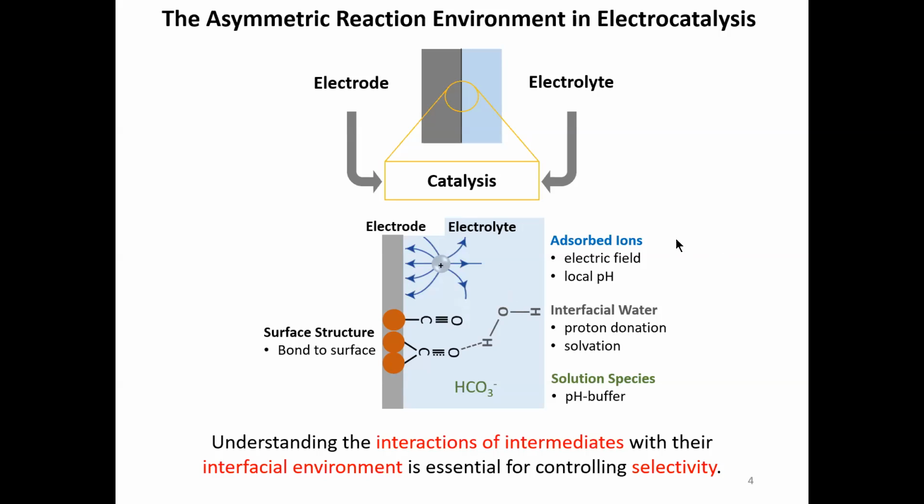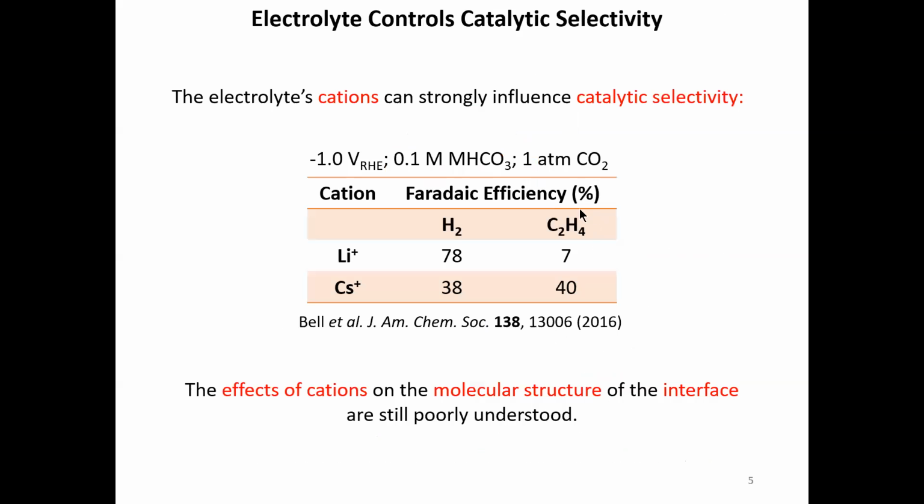Now, to what extent does the electrolyte influence an electrocatalytic process such as the electrochemical reduction of CO2? It does so quite profoundly. Let me give you one example. This is work by Bell and co-workers who carried out the electrochemical reduction of CO2 under the conditions listed above. And you can see when they carry out this reaction in a lithium-containing electrolyte, hydrogen is the preferred product, whereas the process exhibits little selectivity for ethylene.